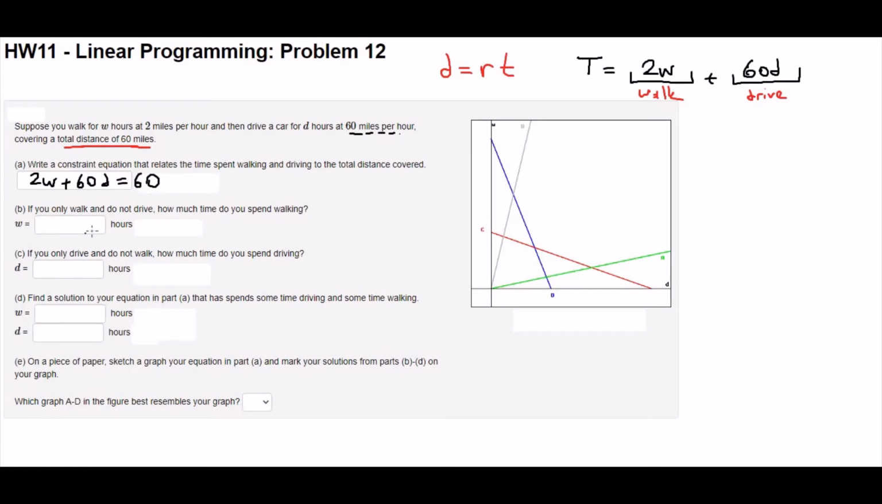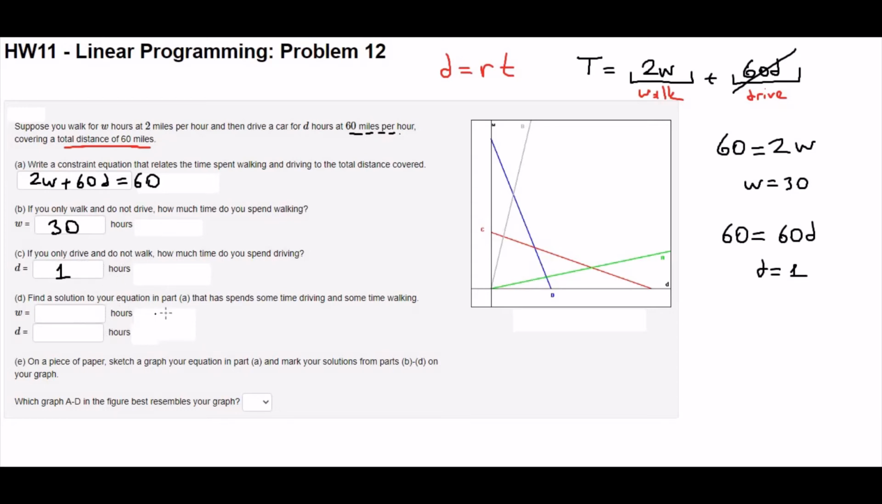Now, if you only walk and do not drive, how much time do you spend walking? So here we are not driving, so d is 0, and our total distance is 60 miles already, and 2w. If you solve for w here, w will be 30, so you have to walk 30 hours. If you only drive, this time the walking rate will be 0, so total distance t will be equal to 60d, and if you solve for d, it's going to be 1. So you're going to drive 1 hour only.